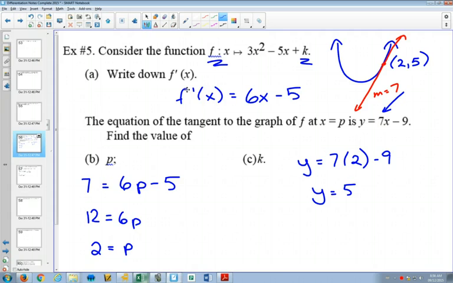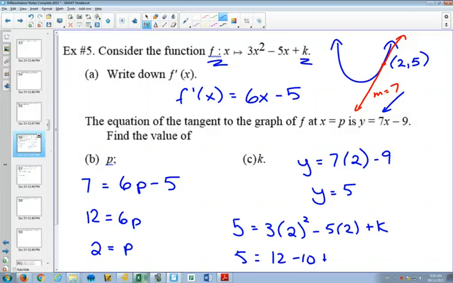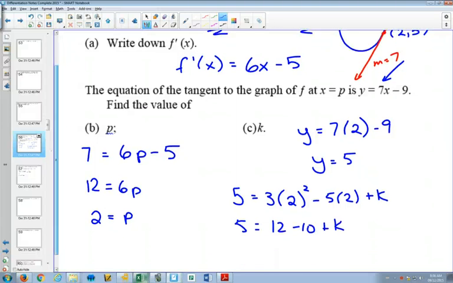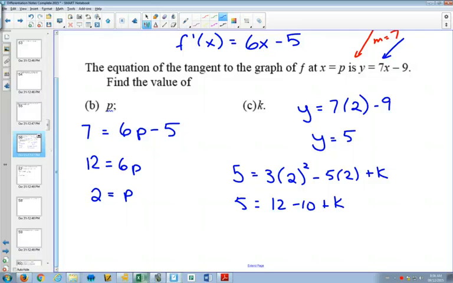Now that I have that point, I can plug it back into my original equation. In my original equation, and I find out that k is 3. A little bit more involved.